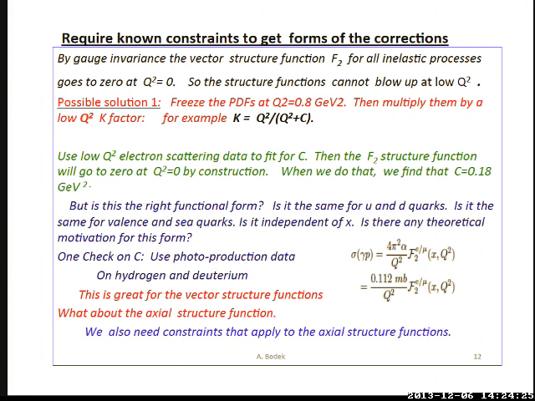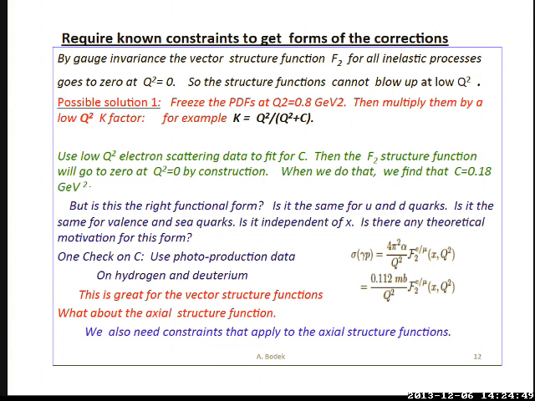And then you can go ahead and use low Q square electron scattering data to fit C, and then the structure function will be 0 by definition. And when you do that, you find C is equal to 0.18 GeV, which is pretty small. But is this the right functional form? Is it the same for U and D quarks? Is it the same for valence and C quarks? Is it independent of X? Is there any theoretical motivation for this form?